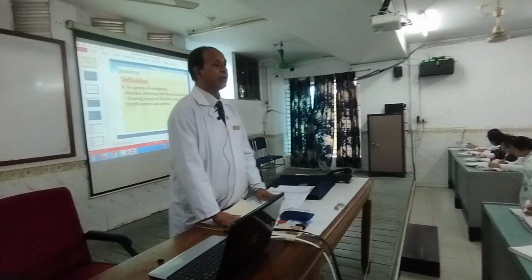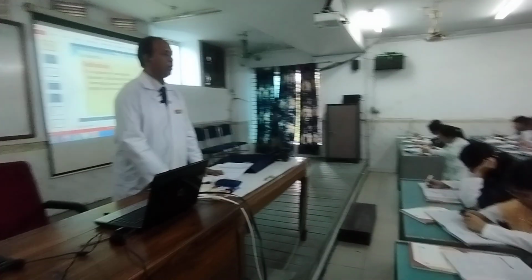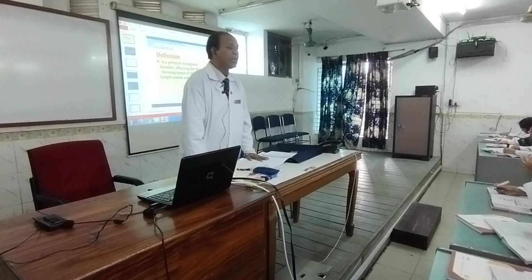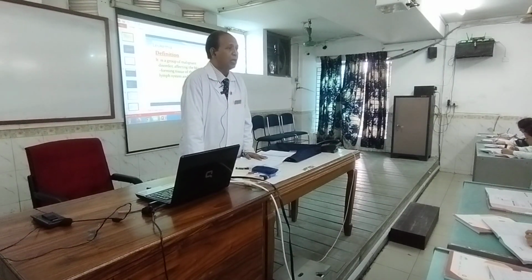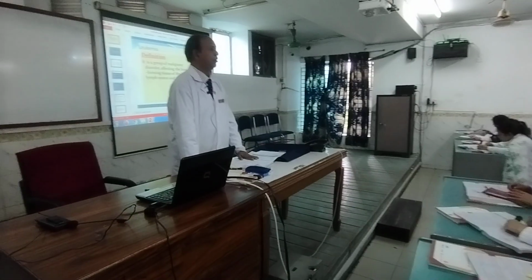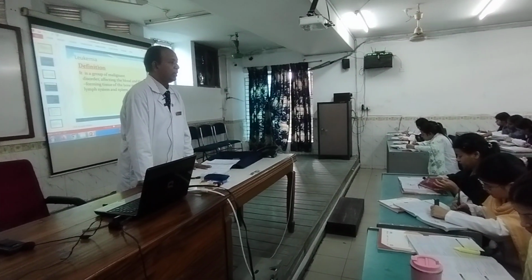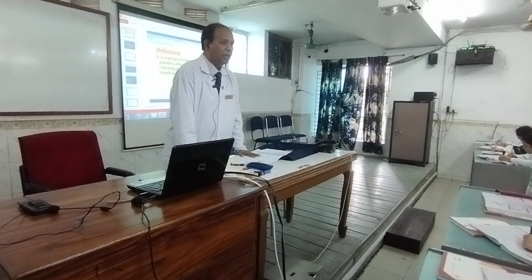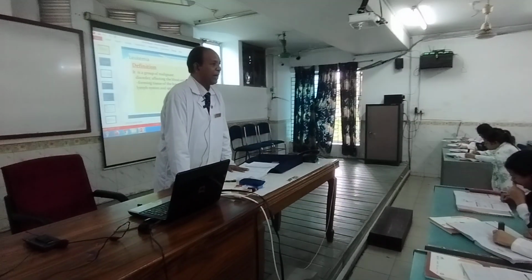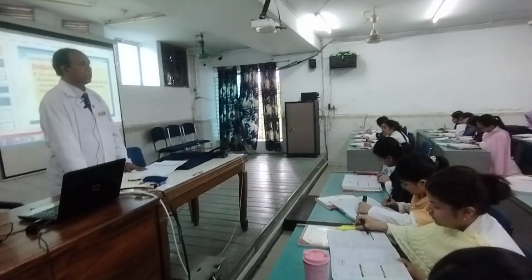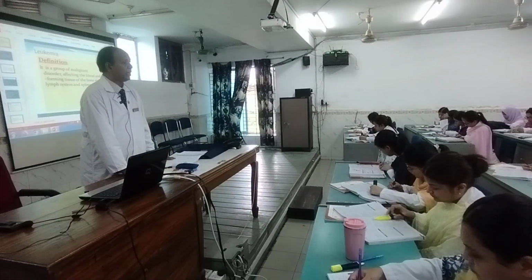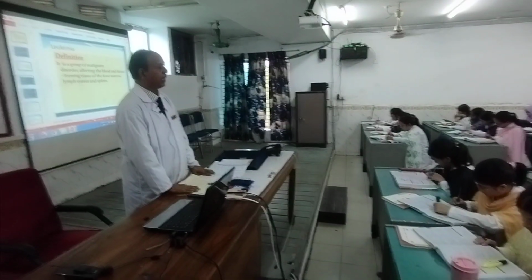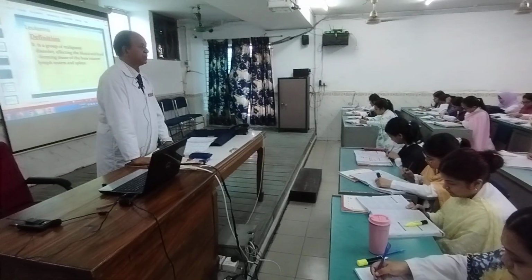Then another one is cytochemistry. Look in your book. Cytochemistry is used to differentiate between acute lymphoblastic leukemia and acute myeloid leukemia. Myeloperoxidase and Sudan black B are positive in acute myeloid leukemia, but in acute lymphoblastic leukemia, only acid phosphatase is positive. Remember this one. This is the investigation.